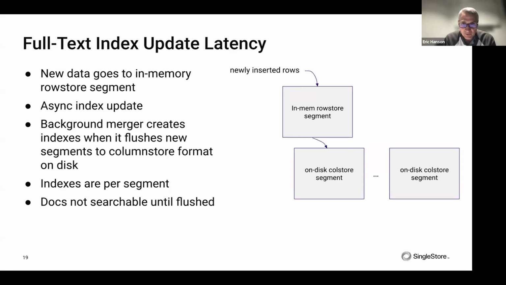When we write the column store disk-based segment, that's when we build the full text search indexes. So the documents are not searchable until they're flushed to the column store segment, and the full text index is built on those segments. Indexes are per segment. A segment is a 1,000,000 row chunk of a column store. Typically, you can control segment size, but that's a typical size. And each partition of a table consists of multiple segments, at least one segment, potentially more.